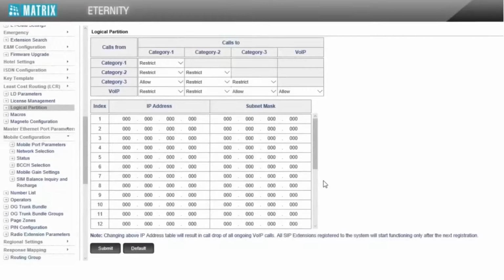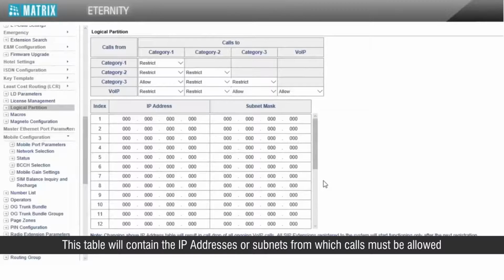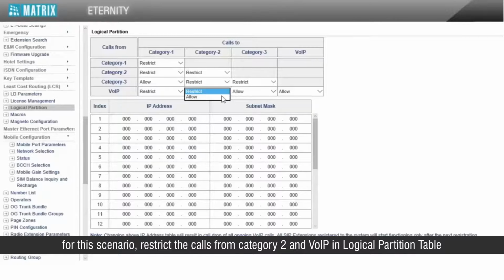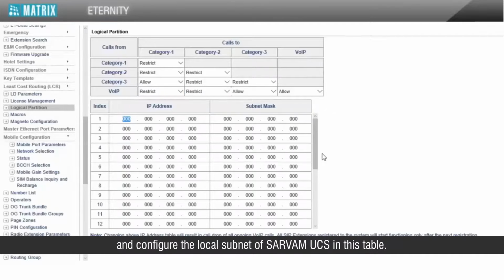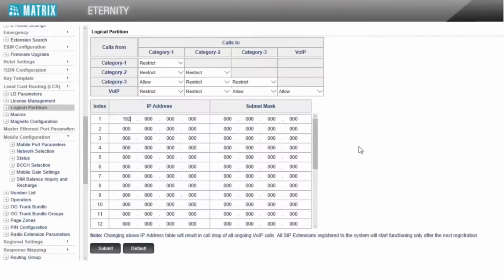In this case, the second table comes into picture. This table will contain the IP addresses or subnets from which calls must be allowed even if they are restricted in logical partition table. For this scenario, restrict the calls from category 2 and VoIP in logical partition table and configure the local subnet of Eternity in this table.